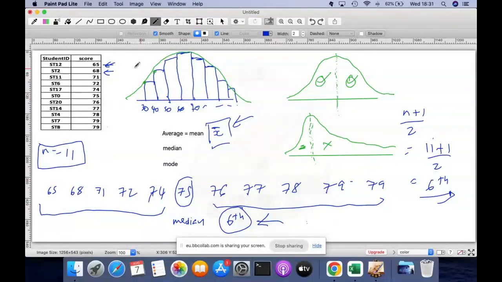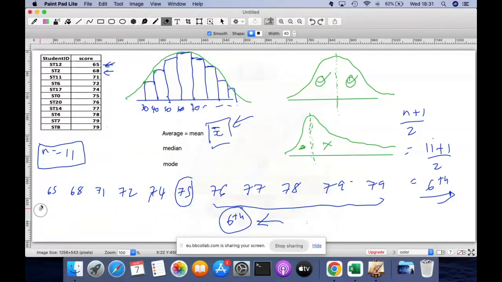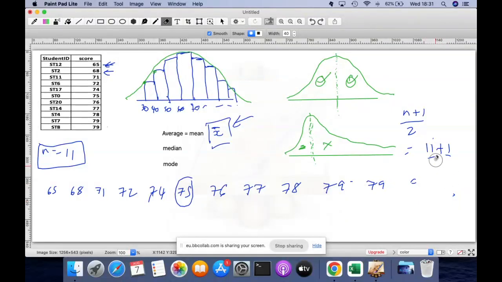All right, but now let's say there's an even number of numbers. Then it's not so straightforward, okay? So this is how we do it. As an example, I'm just going to add an extra student to these numbers. Let's say there's this 12th student that came in and this student scored 80. All right, so now let me get rid of this so I don't confuse you.